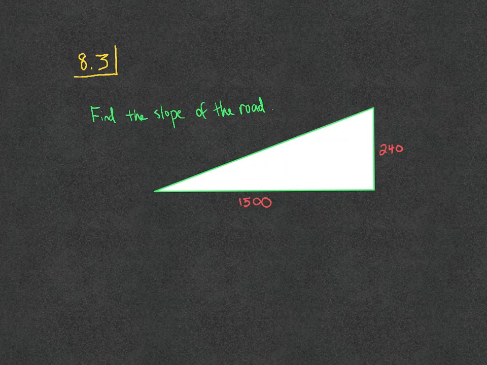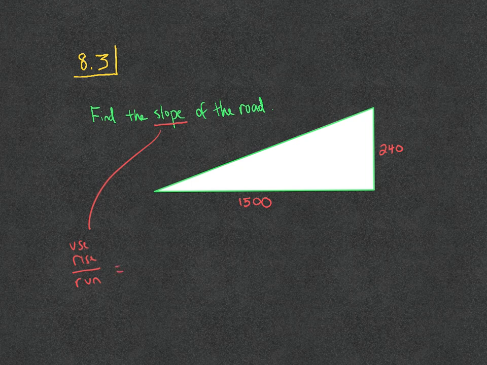Okay, section 8.3. Find the slope of the road. Slope, if we're given a rise, like we are here, how the road rises. It rises 240 over a span of 1,500 feet. So if you're looking for the slope and we're given the rise and the run, we'll just use the rise over run method.